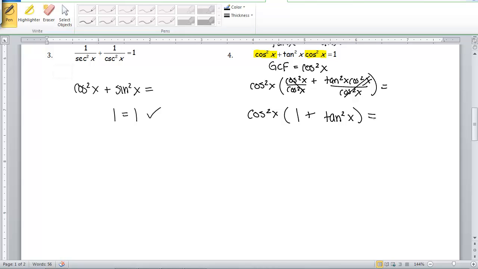Next, I notice that 1 plus tangent squared is one of my Pythagorean identities. That's the same thing as secant squared.